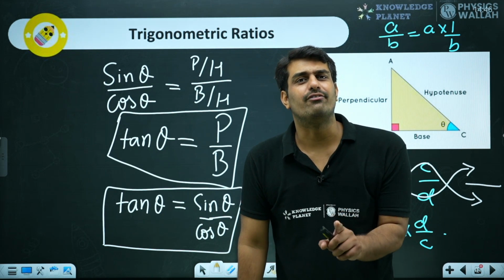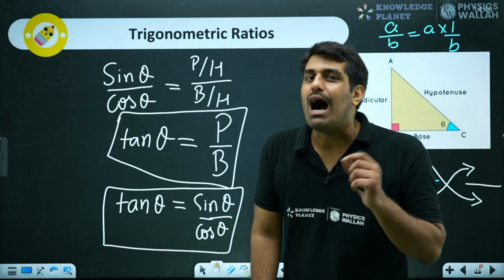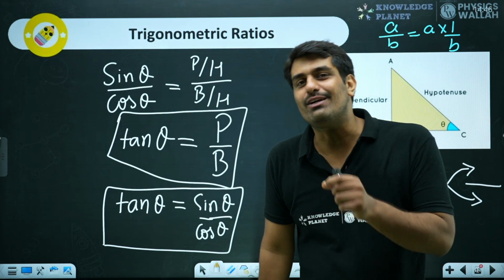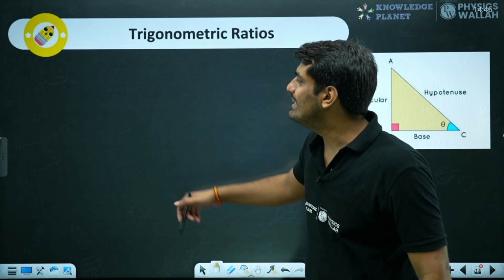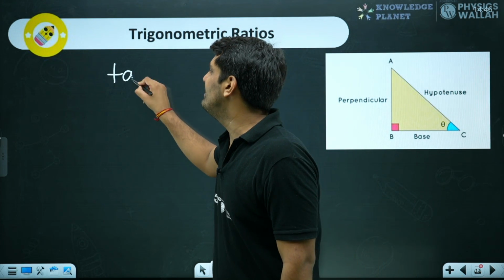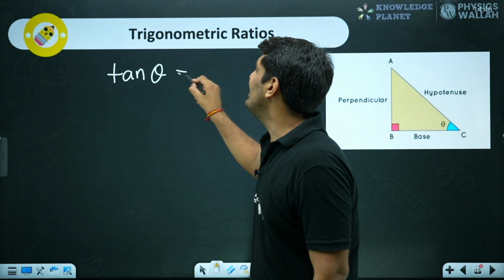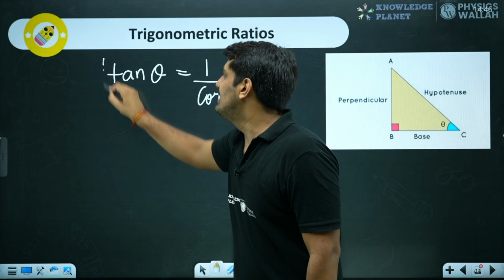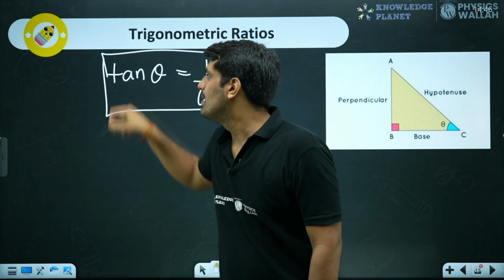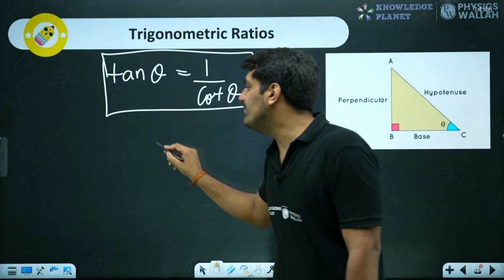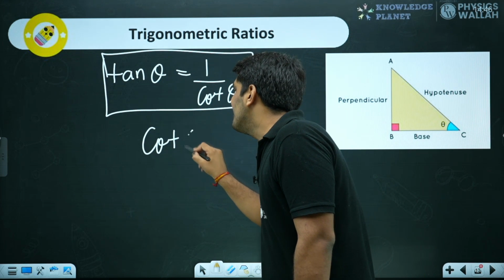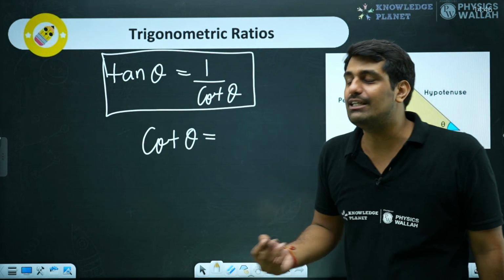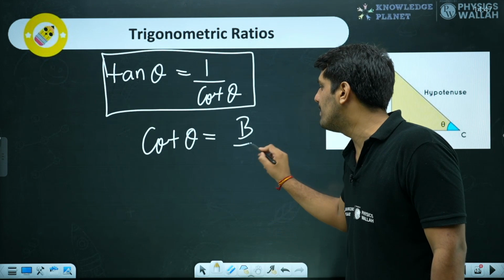One ratio is still left. I hope you realize how the sixth ratio can work out. Over here tan theta was there, so there would be a reciprocal of tan theta. The reciprocal of tan theta is called cot theta, that is 1 upon tan theta. This is the last ratio which was left. And for cot theta, very simply we can write the ratio of the two sides. The ratio of the two sides would be base by perpendicular.